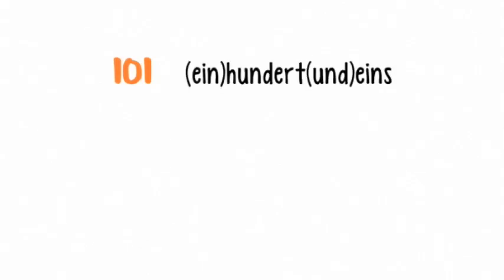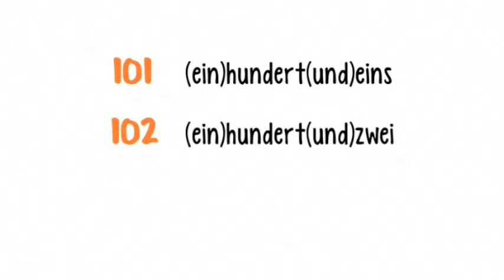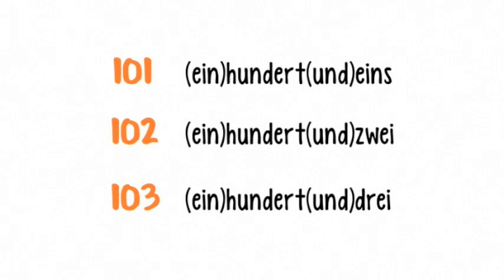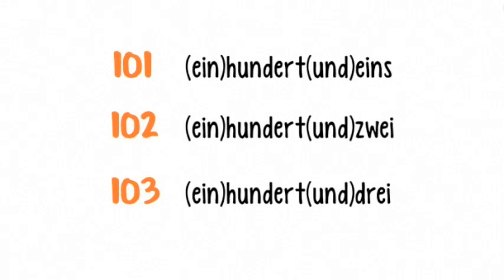Now let's have a look on how to form the numbers above 100. 101 in German is 101 or 101. For 102 we have 102, and for 103, 103. In the case of the hundreds, you have two options of saying the numbers. Again, for 101, you can either say 101, which is the longer version, or simply say 101.